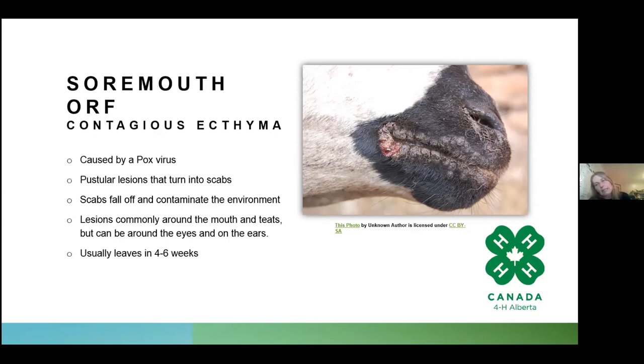But like I said, usually you'll have lesions around the mouth, but you can see it around the eyes, you can see it around the ears. The teats are very common, and you can actually see it on the vulva and some other of the genitalia as well. It usually resolves in 4 to 6 weeks, and there's no real treatment.